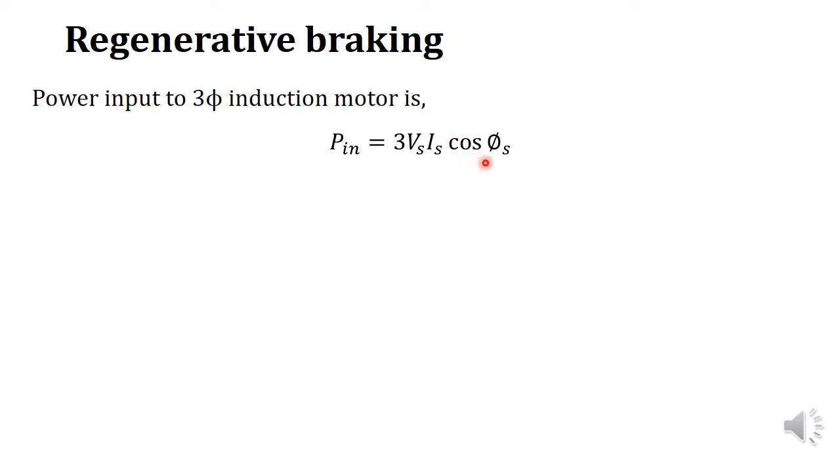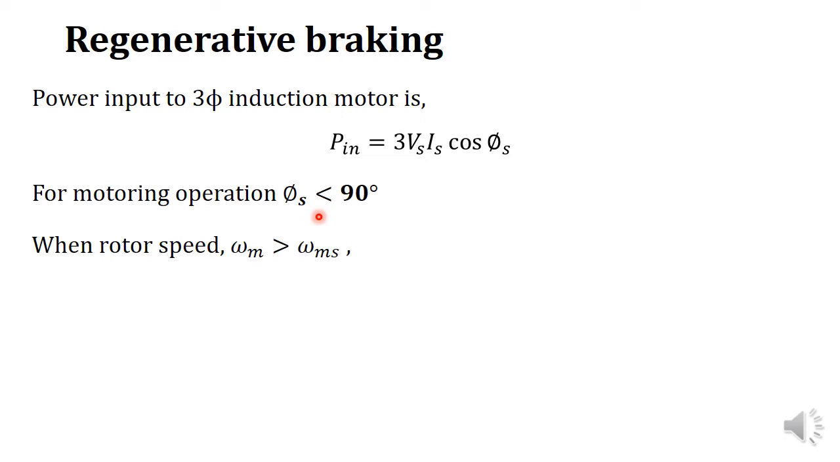In order to keep cos phi s positive, the value of phi s should be less than 90 degrees. That means for motoring operation, phi s will be less than 90 degrees. Now let's see how the operation is shifted to the second quadrant, that is regenerative braking. Consider a particular case when the motor speed omega m is greater than the synchronous speed omega ms.